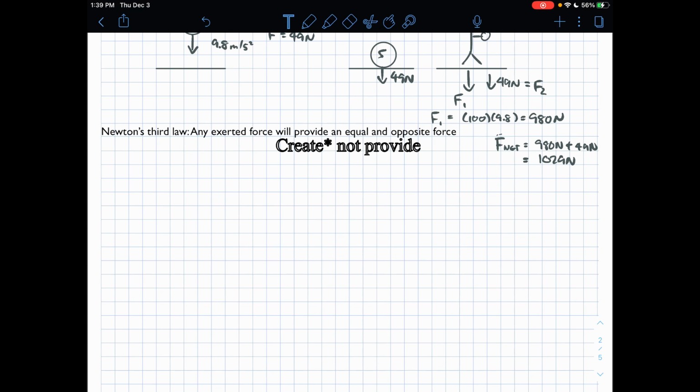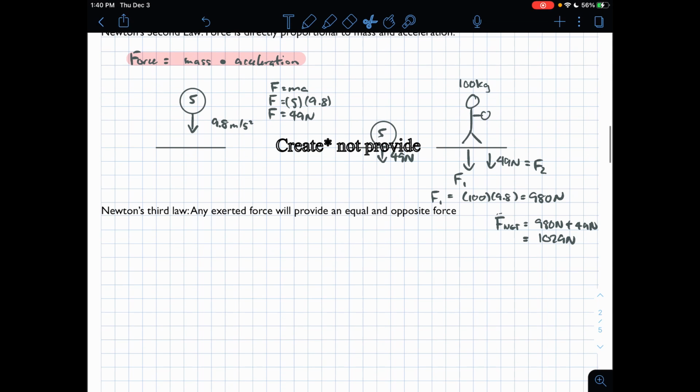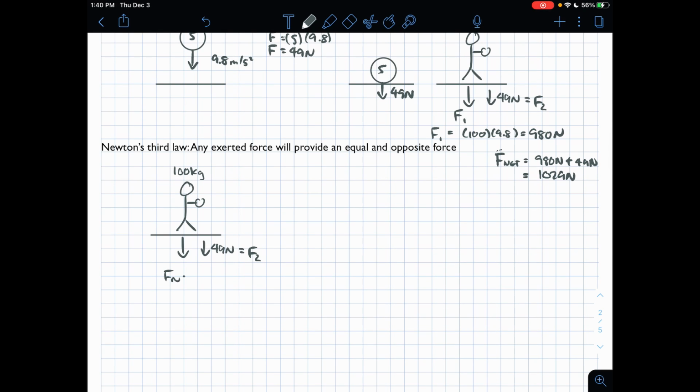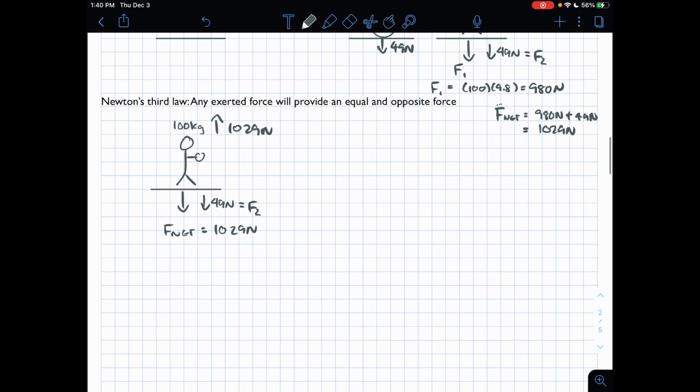And finally, Newton's third law is that for every exerted force, there will be an equal and opposite force exerted back at you. Okay, so let's use this example here. So a total of 1,029 newtons is being exerted onto the ground. But at the same time, in order for the ground to support you, it has to exert a total of 1,029 newtons upwards onto you. Okay?